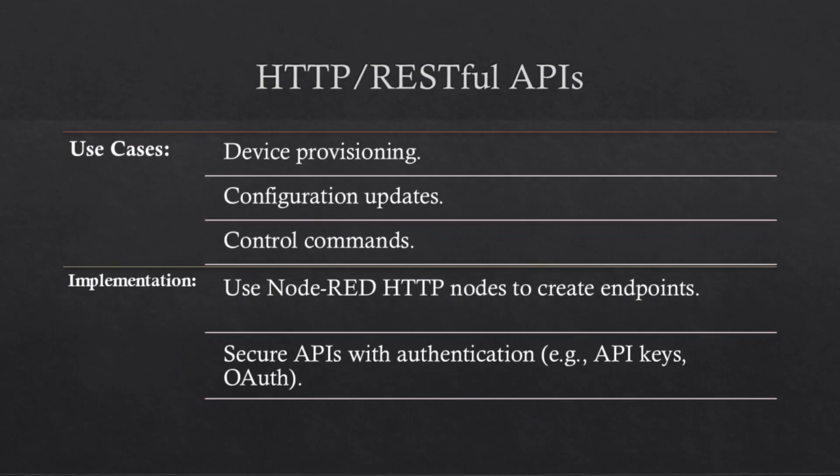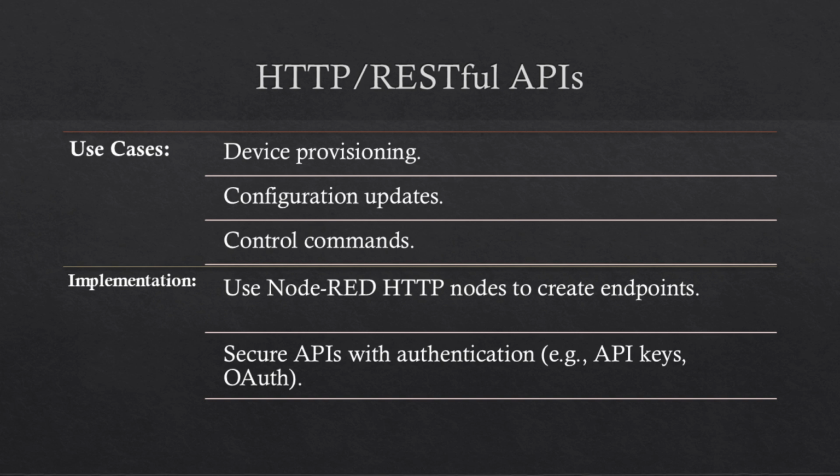In addition to MQTT, we employ HTTP RESTful APIs for specific use cases. Device provisioning, adding new devices to the network securely and efficiently. Configuration updates, remotely updating device settings and parameters. Control commands, sending commands from the cloud to edge devices or machines. We implement these APIs using Node-RED's HTTP nodes, creating endpoints that can handle incoming requests. To secure these APIs, we use authentication methods like API keys or OAuth, ensuring that only authorized entities can access or modify device configurations.